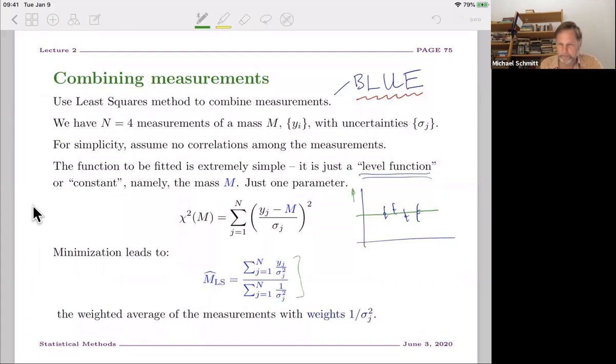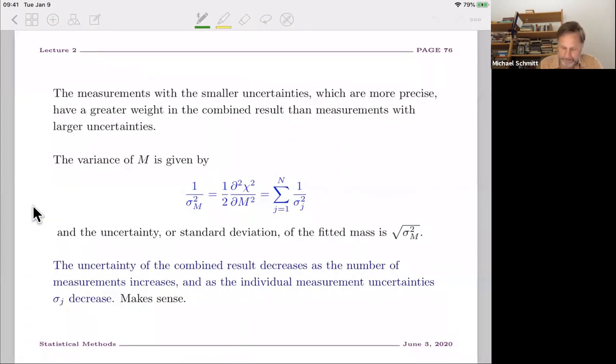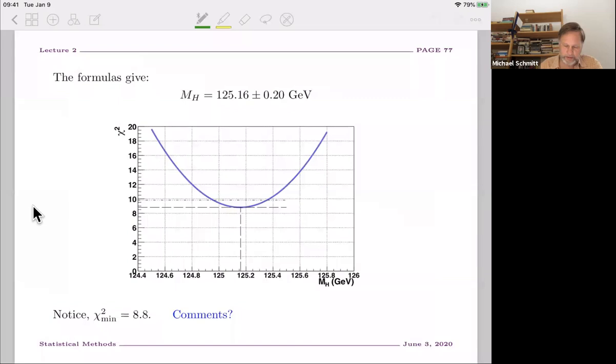Here's the formula. It's a formula for a weighted average where the weights are given by 1 over sigma j squared. The variance on that parameter, again coming from the curvature of the chi-squared function, turns out just to be the sum of the inverse variances of the individual measurements. So that means the more measurements you have, the more precise this is. It also means the smaller that these are, the more precise the result is. Makes sense. All right, so for those data, here's what the formulas give. That's the answer to a least squares minimization.